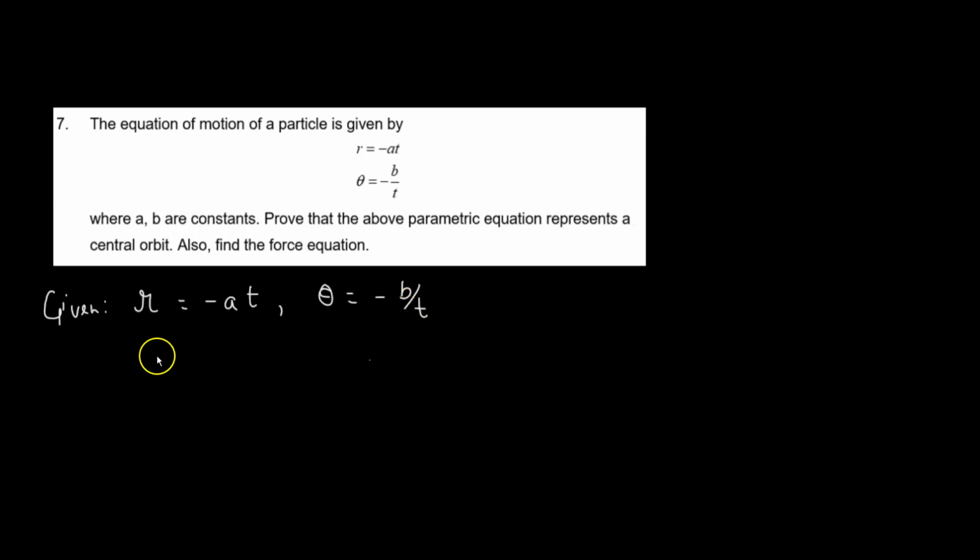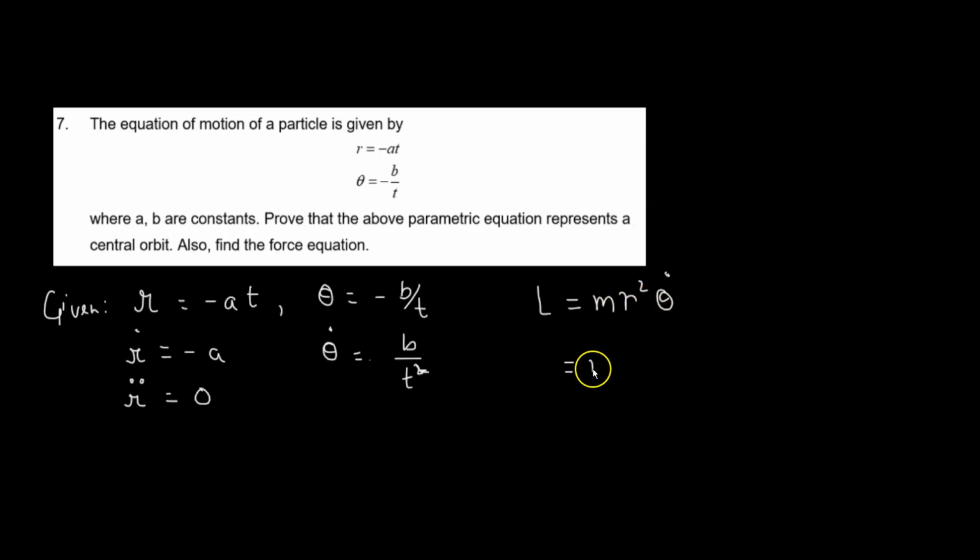So what we do is take the time derivative of r, so that will be simply negative a, and again the time derivative of r dot, which is r double dot, equals 0. Now coming to theta, the time derivative of theta will be theta dot, which equals b over t squared. Our next task will be to show that the equation represents a central orbit, so we'll work with the angular momentum. The magnitude of the angular momentum is given by m r squared theta dot. We need to show that this value is constant.